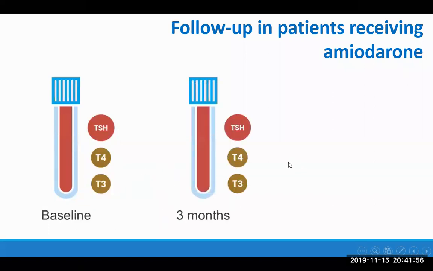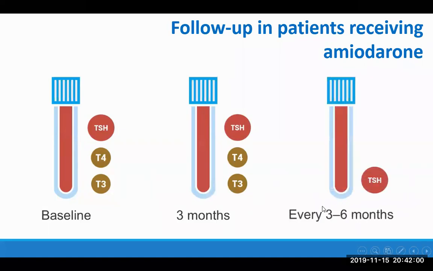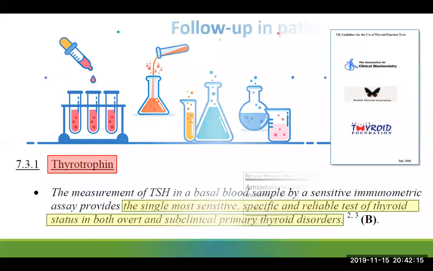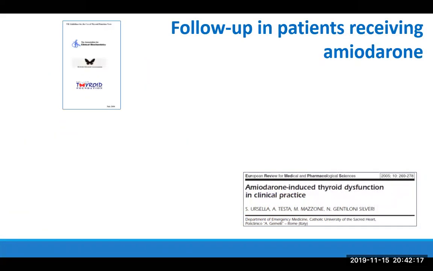After 3 months, we must do this lab, and after that, every 6 months, we must do TSH. This is very important. After 6 months, in any patient receiving amiodarone or lithium, we must do TSH. Of course, TSH is the most important test to follow up in any patient who receives amiodarone.